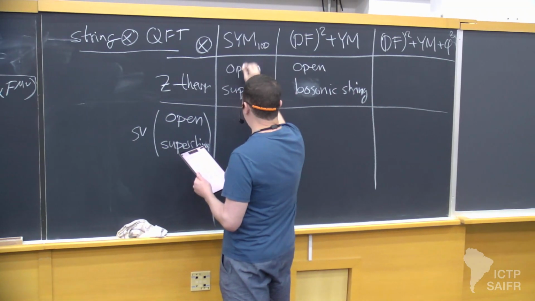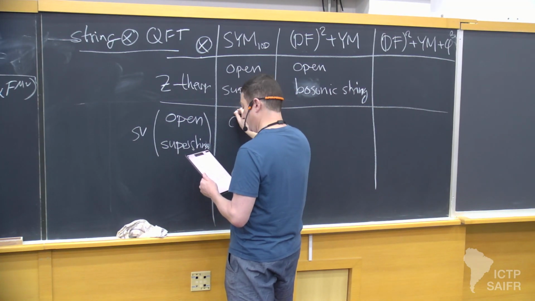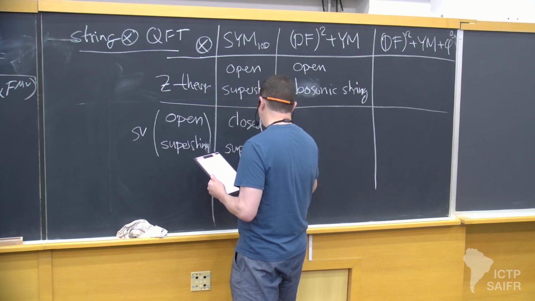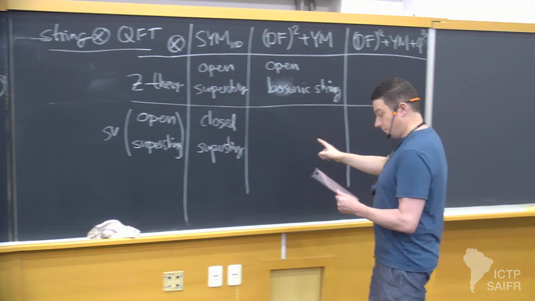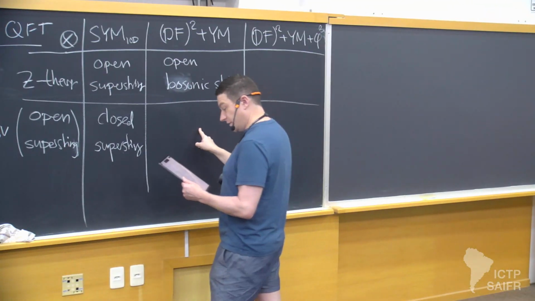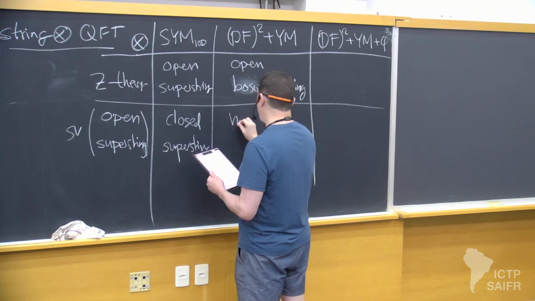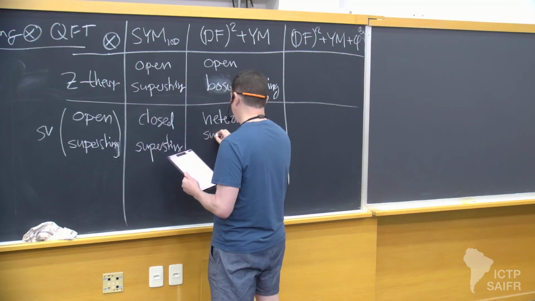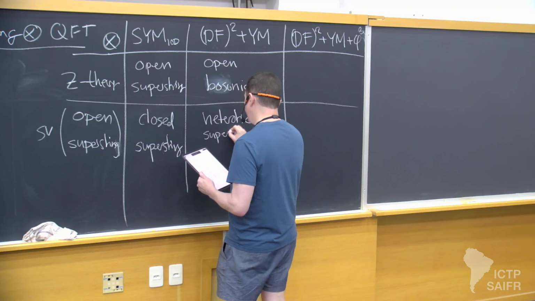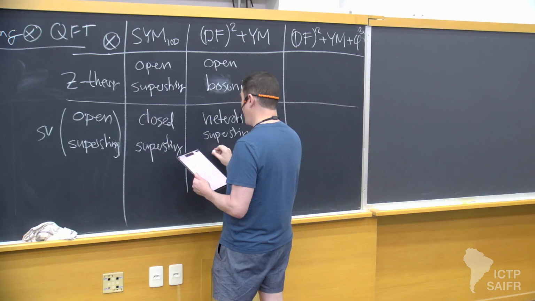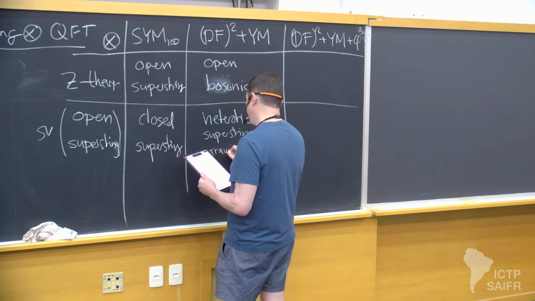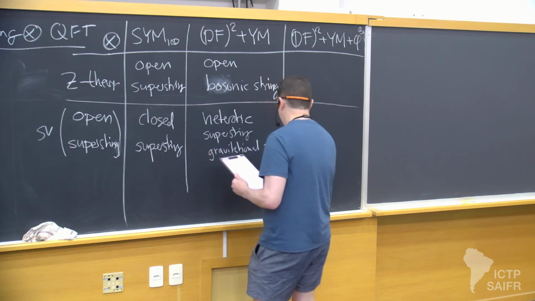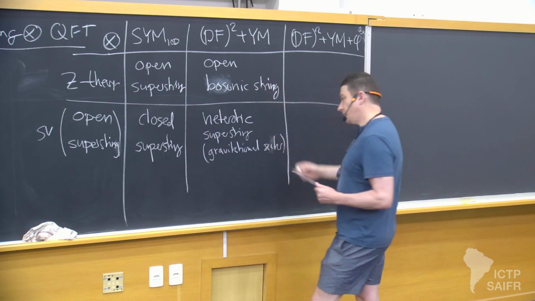But anyhow, when you double copy that with super Yang-Mills, you get the closed superstring. And here you get heterotic superstring. Well, I guess it's always superstring. But only the gravitational sector of it, meaning that it's only external gravitons.